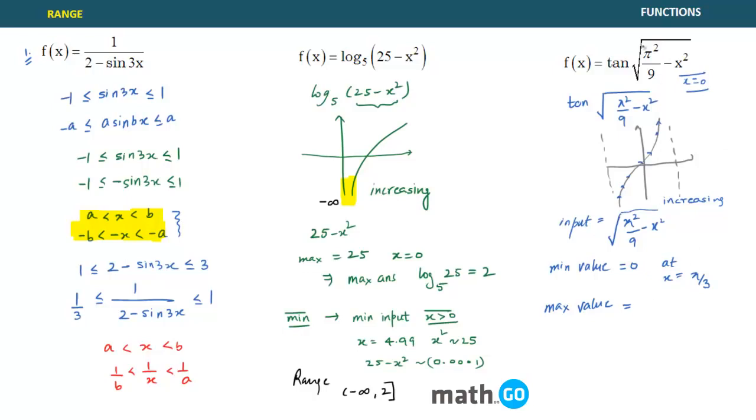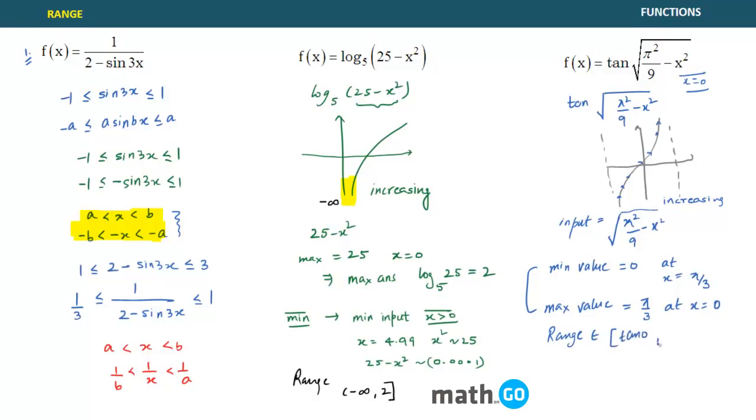So the maximum value will be what? Under root of pi square by 9, which is pi by 3, at what value? At x equal to 0. So the minimum value is 0, maximum value is pi by 3, so the range will be, yes, now you are getting hold of it. I am happy that you people are understanding what I am trying.